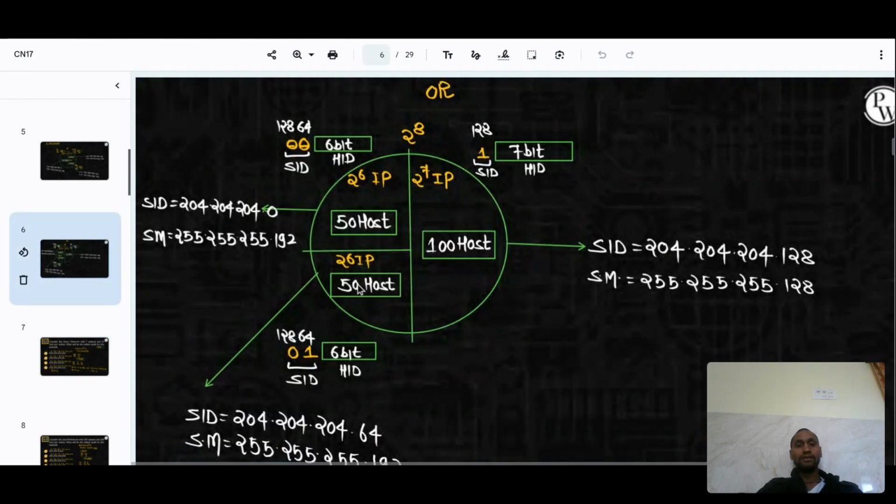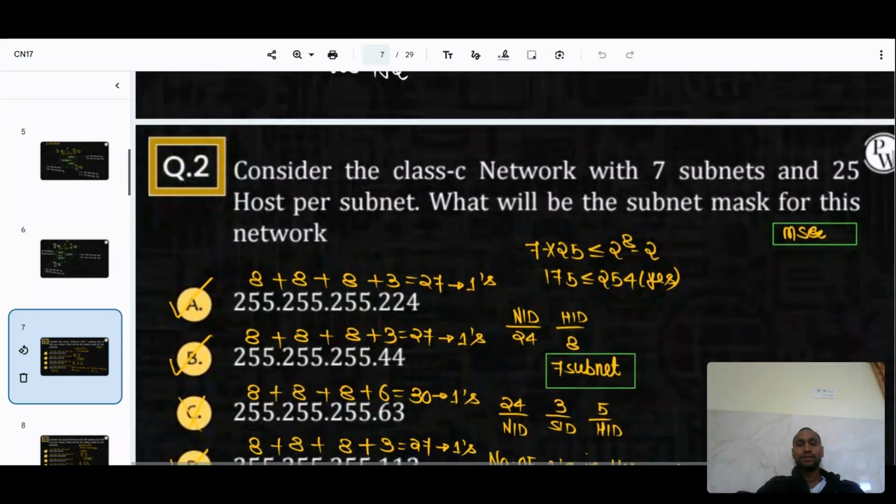You can find it, and also the option matches. Then go for the second question.